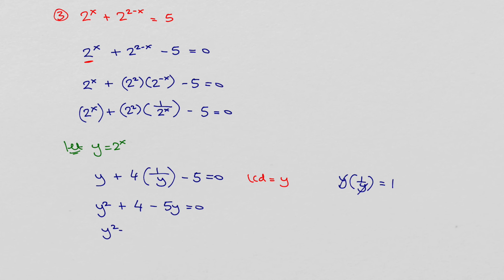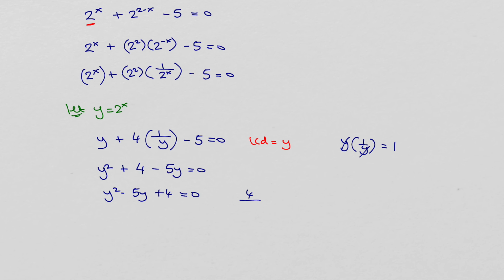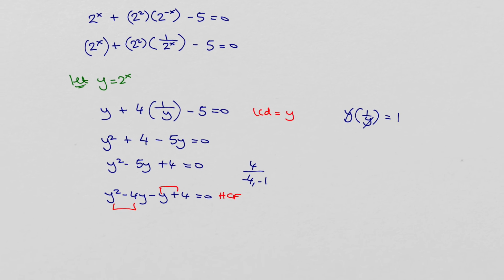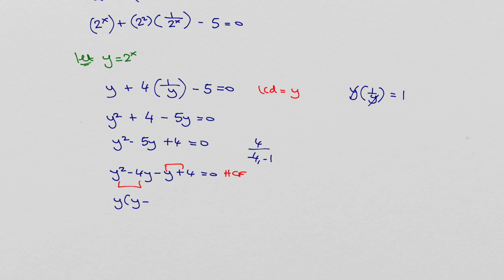And now, of course, if I rearrange that, I can see I have my quadratic. So I say, well, what multiplies to give me 4 and adds to give me minus 5, the middle term? It must be minus 4 and minus 1. So I have y squared minus 4y minus y plus 4 equals 0. Grouping the first two and the second two and taking out the highest common factor, I have y times y minus 4, minus 1 times y minus 4 equals 0. And again, I have y minus 4 as common. So if I take that out, I'm left with y minus 1.